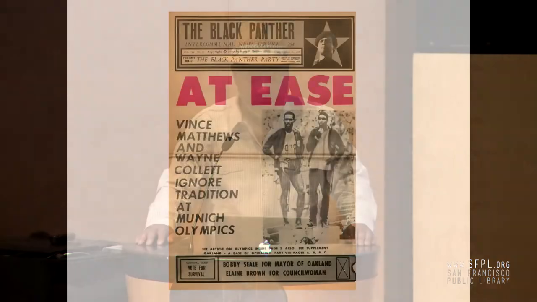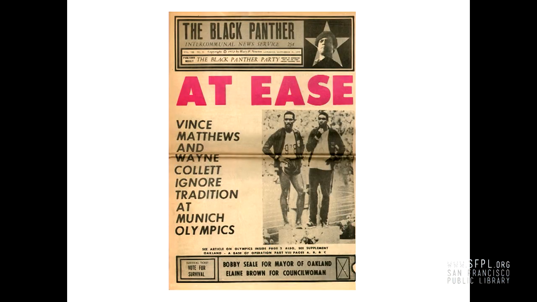In 1972, the struggle continued at the Olympics. You had Vince Matthews and Wayne Collett, and they called it ignoring the tradition at the Munich Olympics. When they won the race, they stood on the podium, and they didn't give a salute. They didn't put the hand over the heart. They just stood there, one barefooted, hands on the hip. This was in defiance of the Olympic tradition.